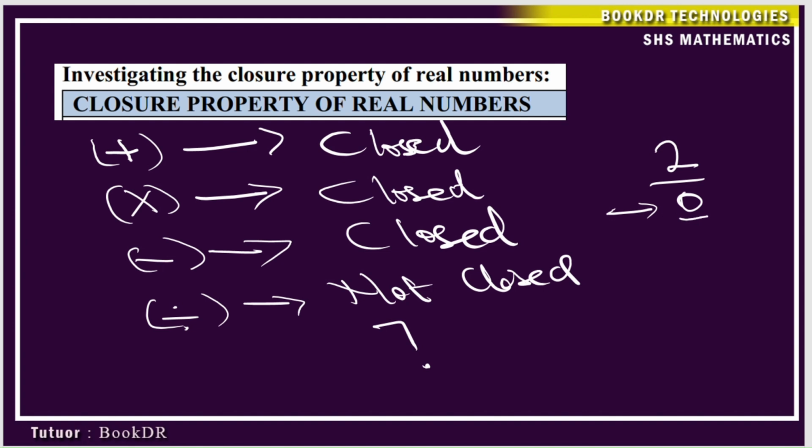So since 0 is a real number and it is part of the set of real numbers, the closure property will not work under division. Remember, we said that the closure property should work for all the elements within that particular set. And since 0 cannot divide any real number, we conclude that division is not closed under real numbers.